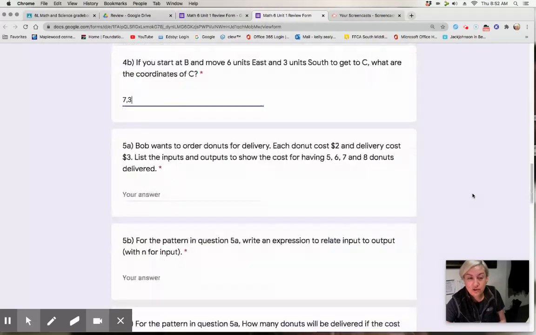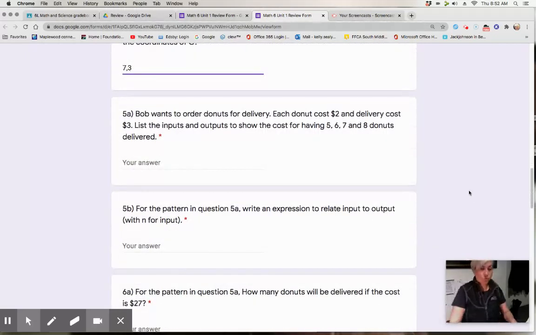Okay, moving on. Question 5. Bob wants to order donuts for delivery. Each donut costs $2 and delivery costs $3. List the inputs and outputs for having 5, 6, 7, and 8 donuts delivered. Okay, so the donuts. Every donut is $2, so I need to times by 2. Then delivery costs $3. That's a flat fee. It's only one time. So at the end, when I find the cost, I have to add on 3.